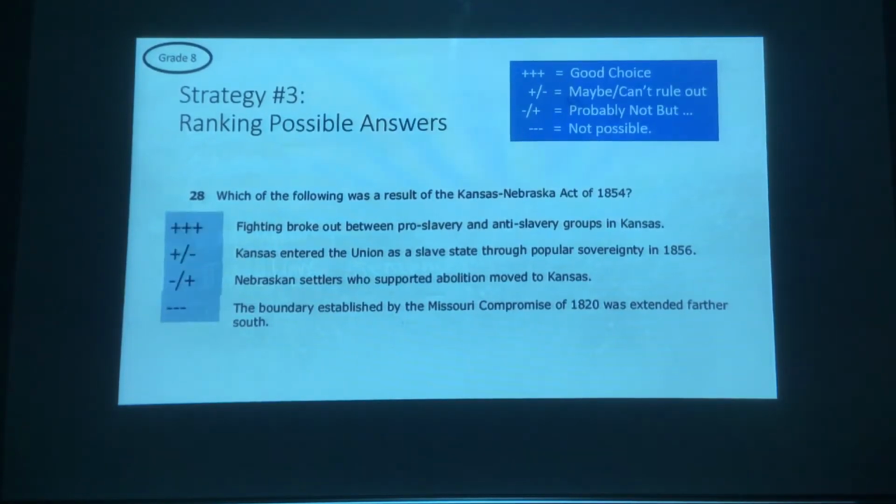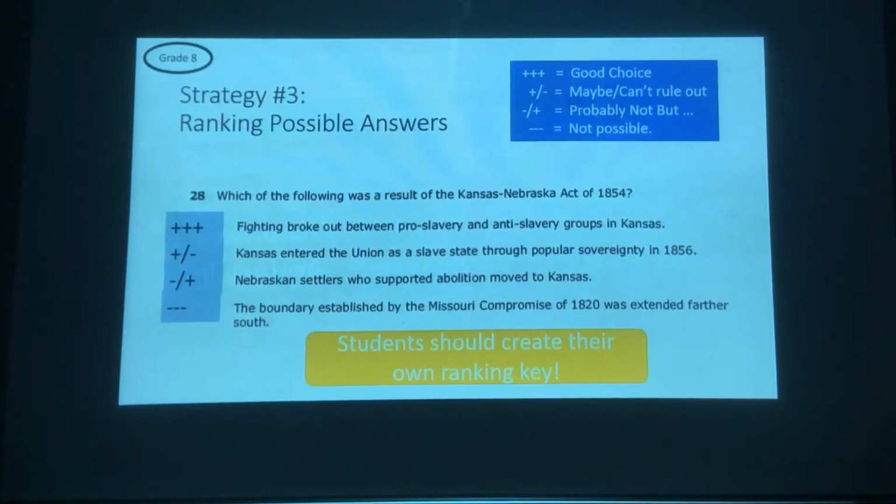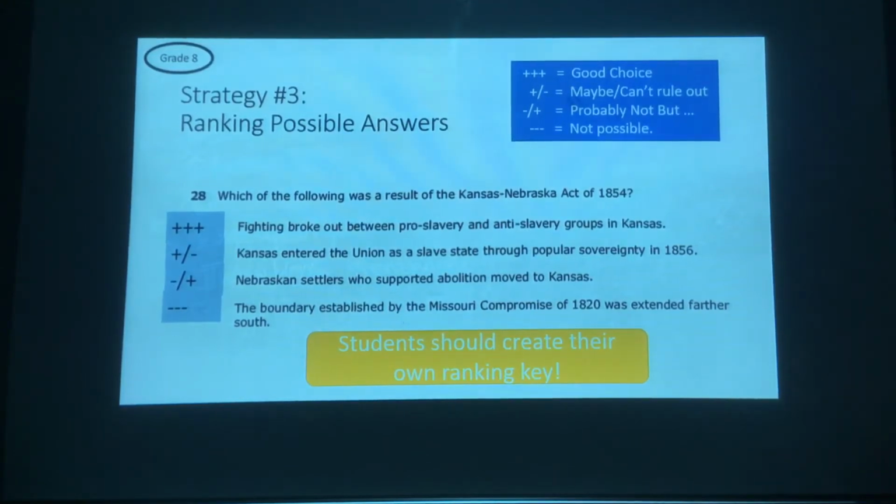So if we were to take these answer choices and rank them, we would see that the result of the Kansas-Nebraska Act of 1854 is that fighting broke out between pro-slavery and anti-slavery groups in Kansas. That would be a way of ranking answers. Of course, you should create your own answer ranking key. You don't have to use the one that's referenced in this PowerPoint. This is just a suggestion.